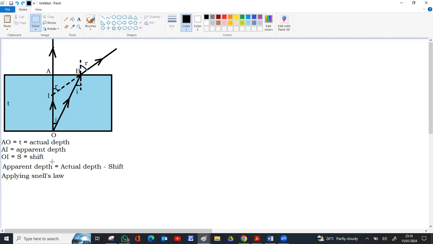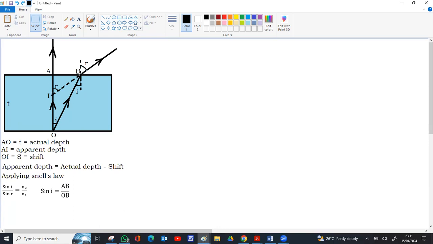Applying Snell's law for finding the relation, sin I by sin R equals N2 by N1. Here N2 is the rarer medium, N1 is the denser medium, because light is moving from denser medium to rarer medium. Sin I and sin R we can find from these triangles. For sin I, triangle OAB, sin I is the opposite side AB by hypotenuse OB. So sin I equals AB by OB.